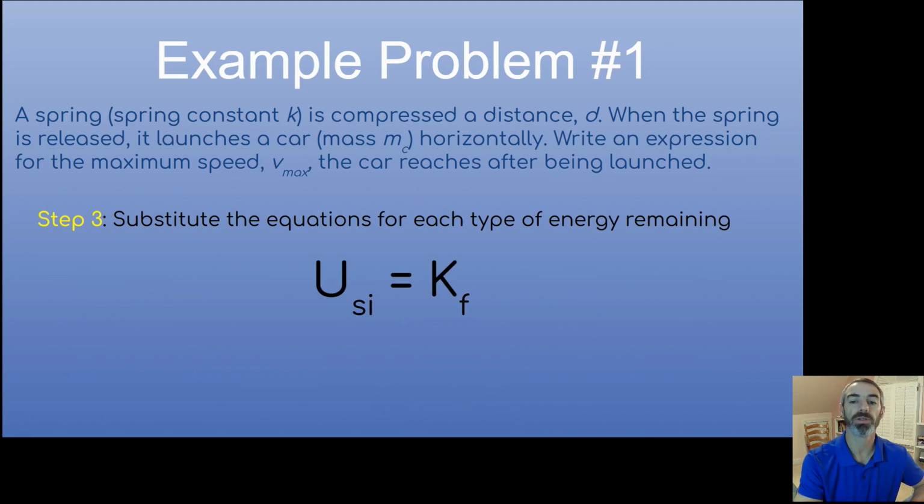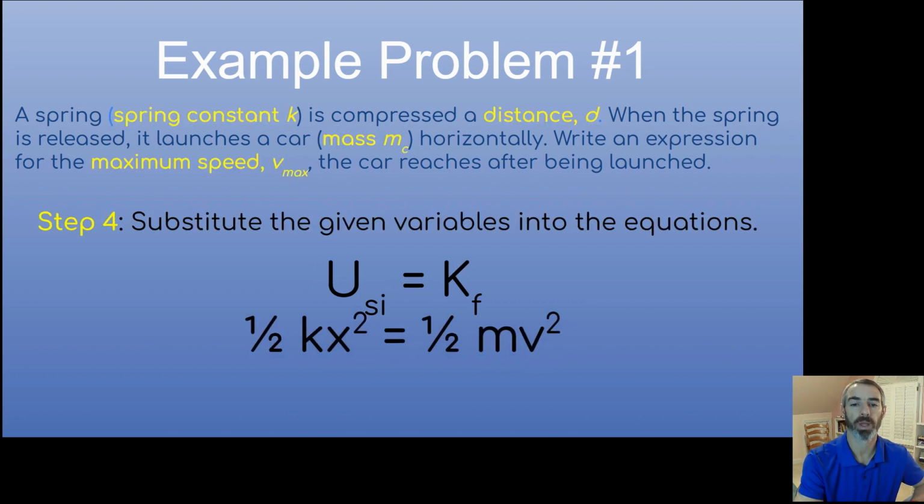Step three is going to be to substitute the equation for each type of energy remaining. So we talked about the equations in the previous video. So Usi and K, so Us is equal to 1/2 kx squared, the potential spring energy equation, and kinetic energy is equal to 1/2 mv squared.